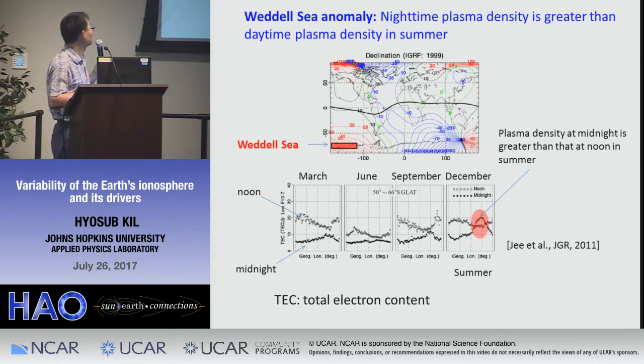Weddell Sea anomaly is a phenomenon specifically in this region, the Weddell Sea area. If you compare the plasma density during daytime, this is the daytime observation, and this is the nighttime observation. Nighttime plasma density is higher than the daytime plasma density. So when this phenomenon occurs in this region, we call it Weddell Sea anomaly.